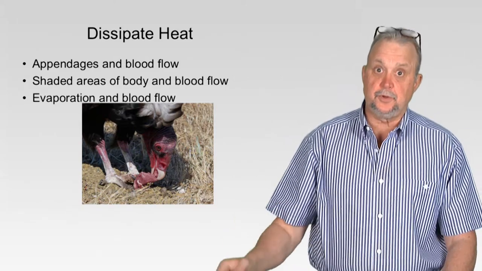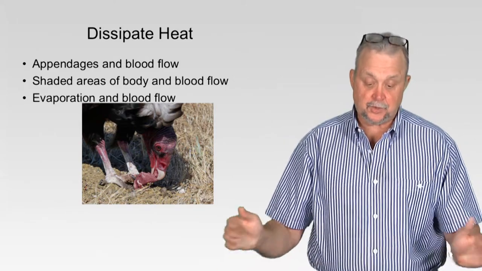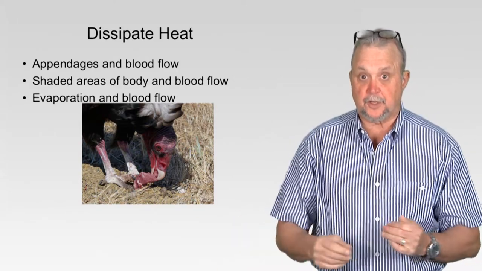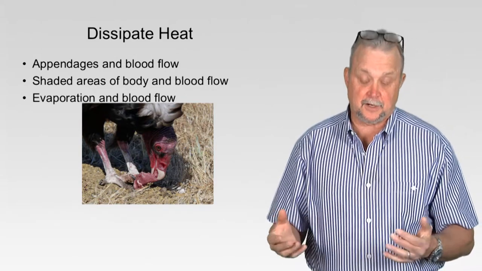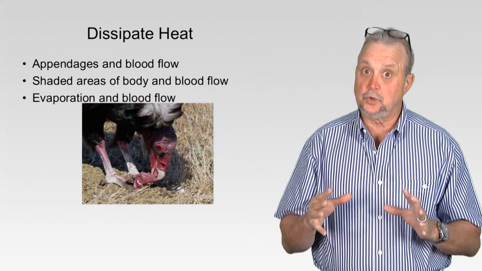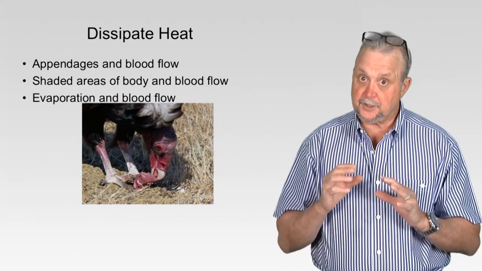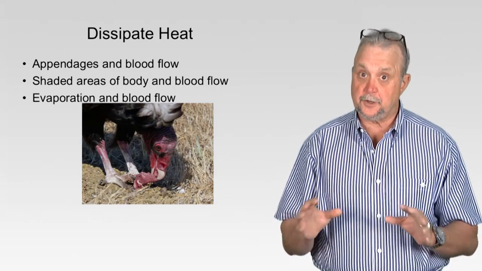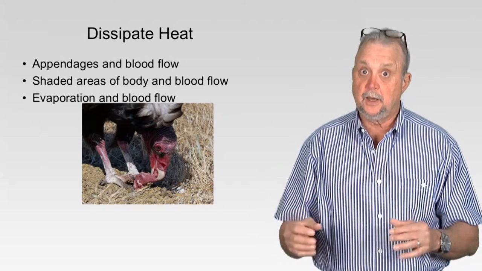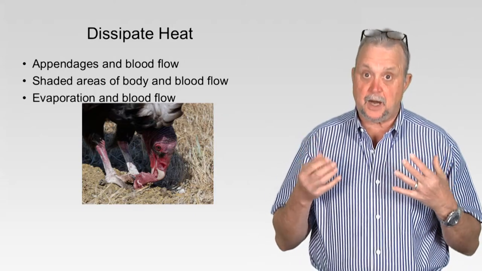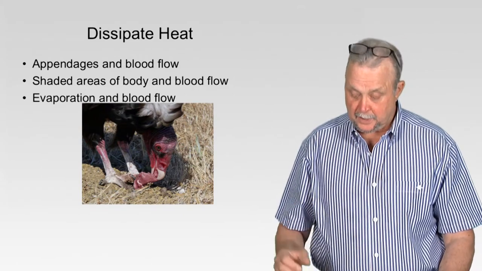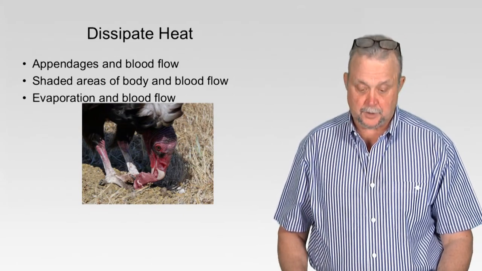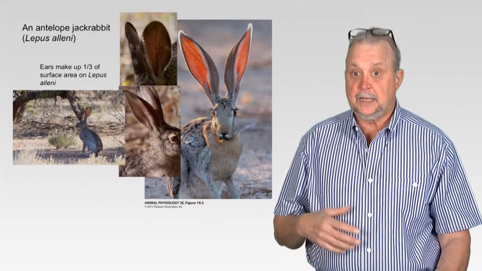Other animals will use evaporation in some strange ways. This is a picture of a turkey vulture, and they'll actually urinate on their legs. That doesn't sound very appetizing, but it does cool down the blood, and they'll send the blood to the legs while the urine is there and evaporating, and the blood will come back into their body and cool them down. That's shaded. And again, they're using that evaporation. There's other species that do the same thing.